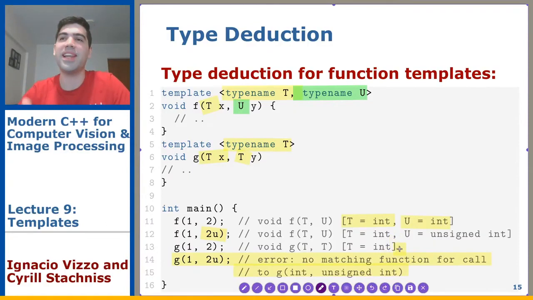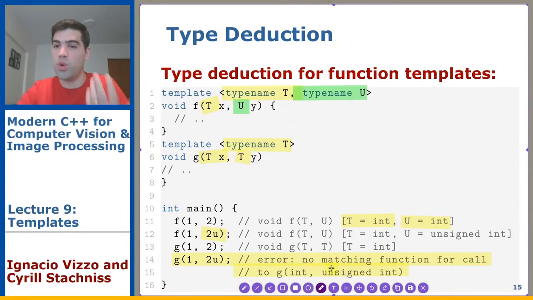Why? Because you're saying generate the function g, and the first typename will be T, so I'm contributing to this type deduction with integer, good. And then the second parameter is unsigned int, but then T should be unsigned int. If the compiler cannot decide if this is integer or unsigned int, it will just abort. So it's not something you can actually do. It will fail, and this is the error message, no matching function, whatever.